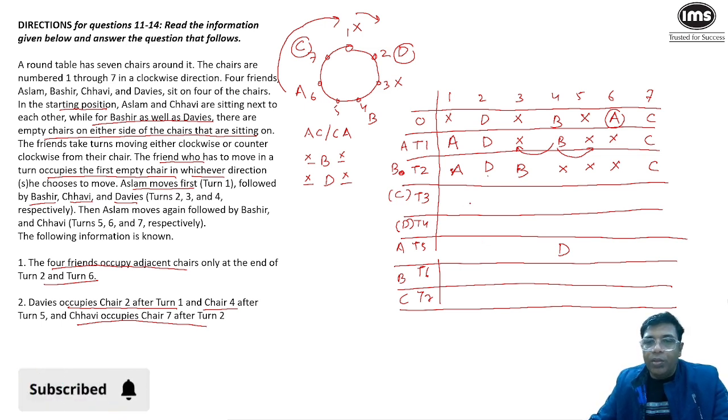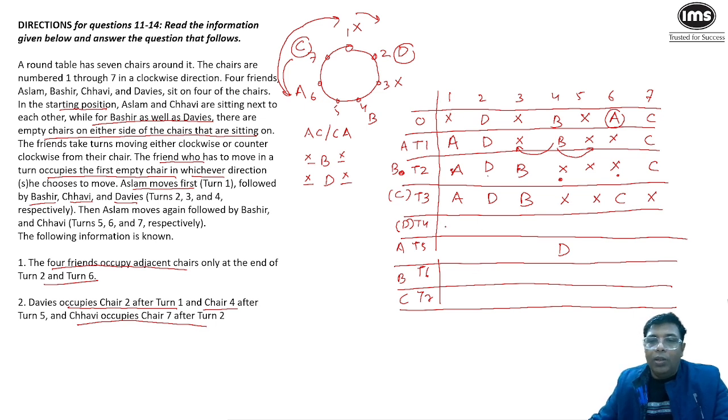Now, how is C going to move? Obviously C cannot move from 7 to 1, 2, 3. If it moves in anti-clockwise direction, it will come to chair number 6, and if it moves in clockwise direction, it will come to 4. Now you cannot come to 4, otherwise again all the adjacent chairs will be occupied. It means in turn number 3, C will occupy chair number 6.